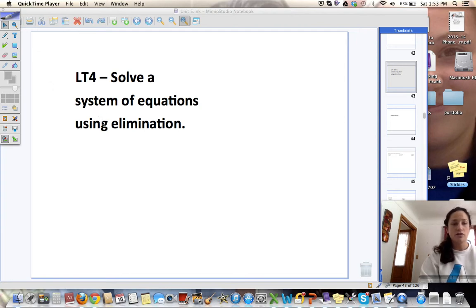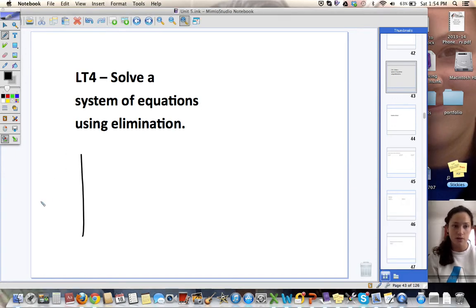Unit 5, Learning Target 4: solve a system of equations using elimination. So we already learned how to solve it in two different ways. One is to graph it. So there's my graph. You graph the one line, you graph the other line, and where they intersect, that would be the solution.